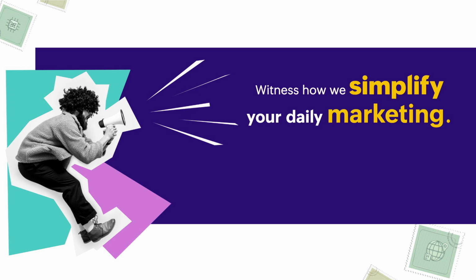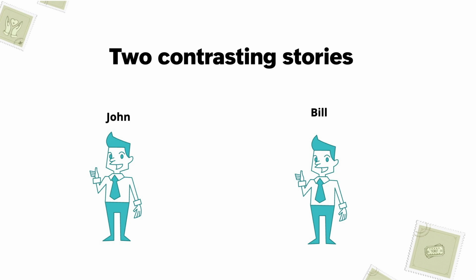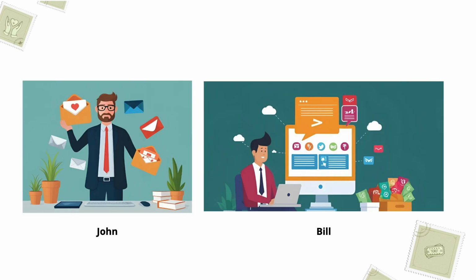Now, let us see how we simplify your daily marketing with an example. So we have two contrasting stories here. Let us say we have John and Bill. They are in different cities, and they have a similar business, an online store. John has an online store and Bill has an online store. Okay? On the one hand, John is maintaining everything manually, and we have Bill who is doing everything automated, running at the back end.